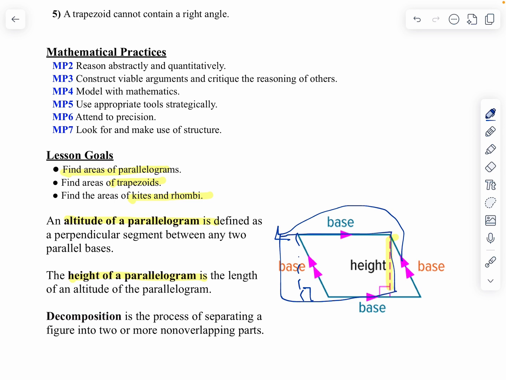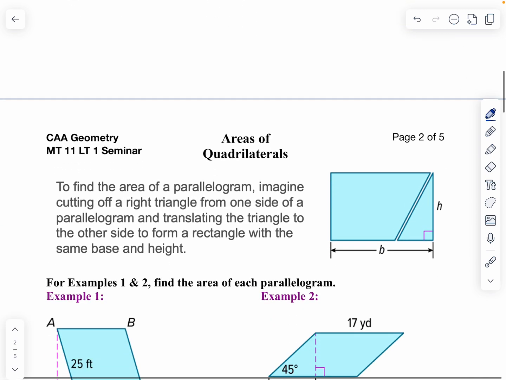We know how to find the area of a rectangle. It's base times height. I haven't changed anything. In fact, that's what goes on in this picture. I haven't changed anything. So to find the area of any parallelogram, it's always going to be base times height. We just have to make sure that it's at a 90-degree angle for my height.